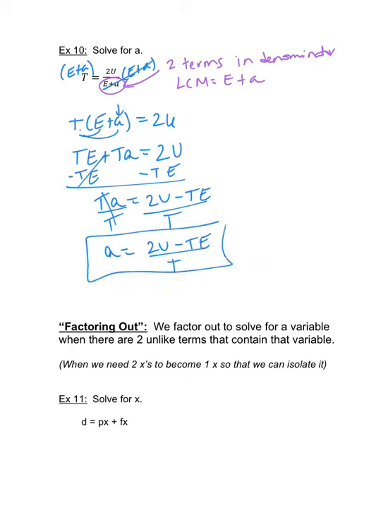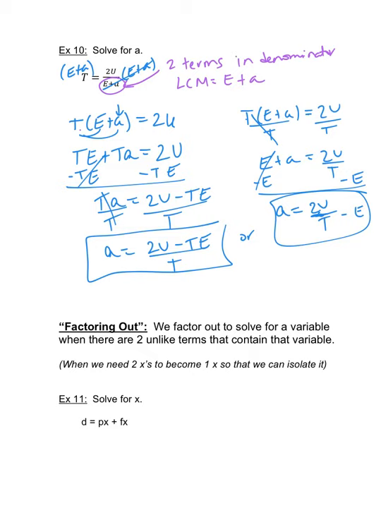Alternatively, if you decided you wanted to divide, since you have parentheses, you could divide by T. Then you ended up with E plus A equals 2U over T, and then you would just subtract the E, which is separate from this fraction here. So it would just be A equals 2U over T minus E. And these two are equivalent.